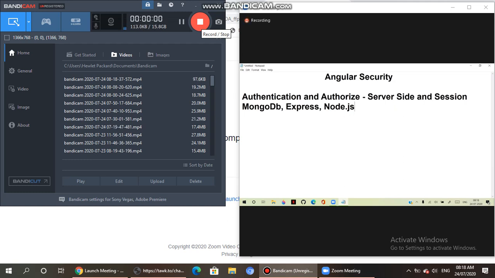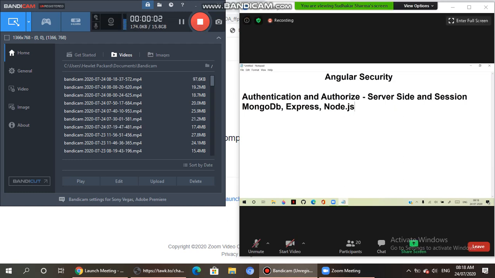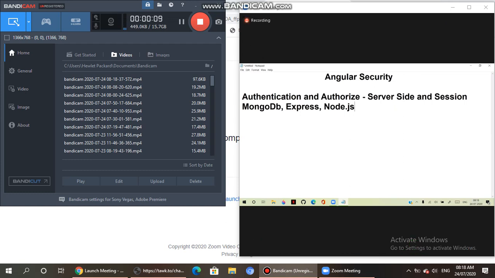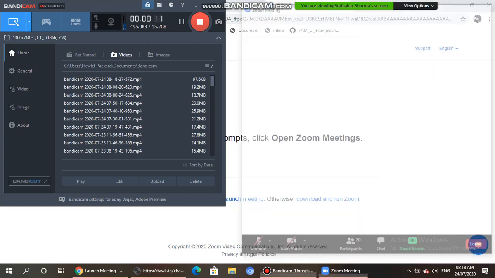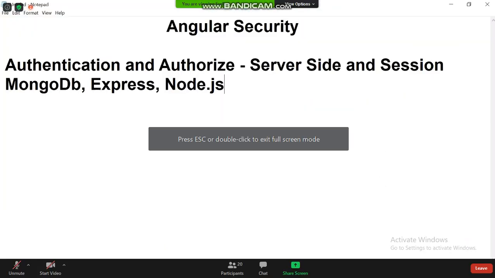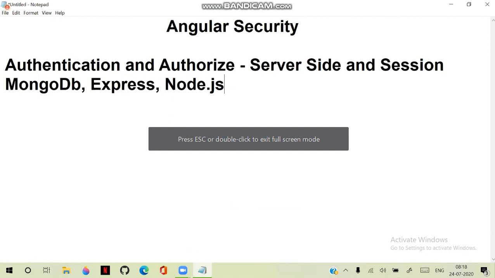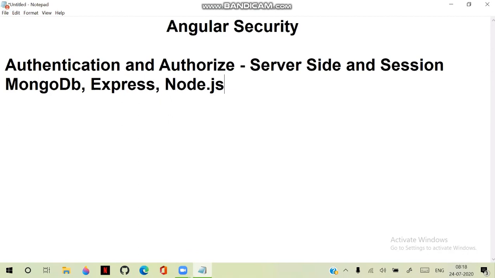Permissions and authorization, I designed one example for that. I will post that example by today evening so that you can practice it. That is for the people who know server side technologies. That means how we can create login and register options, and authenticate.